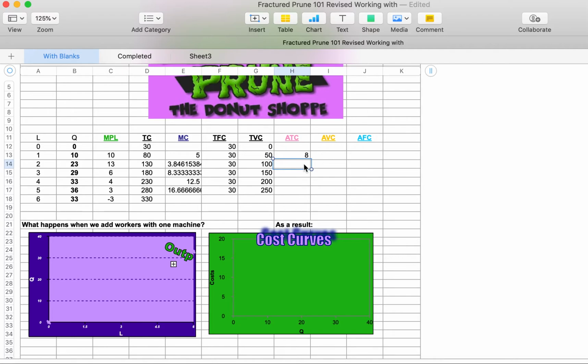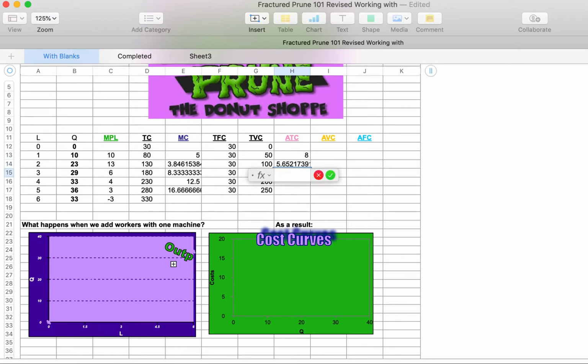Now, average total cost when you're making 23 units. Well, when you're making 23 units, your bills are $130. So your average total cost, or your cost per unit, is $130 divided by 23. Average total cost is a fancy term for cost per unit. It's costing you that.